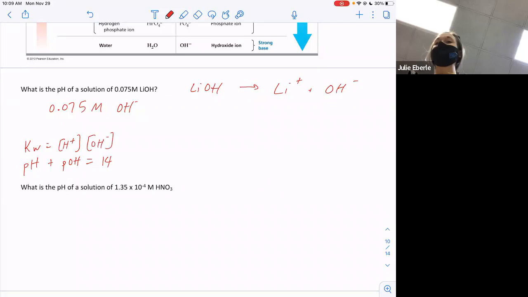Why do you need to use KW since it doesn't give you the pH or the pOH? Water's present in all aqueous solutions. This is definitely an aqueous solution. Yes, so you can definitely assume that you can use KW or the other equation here. So I guess I'll show it to you both ways.